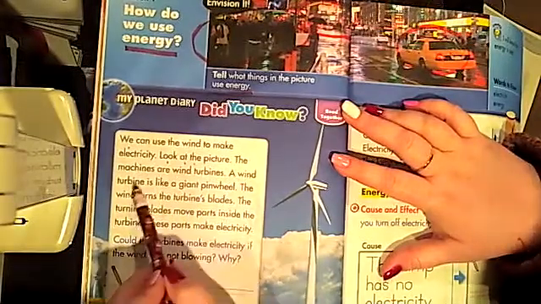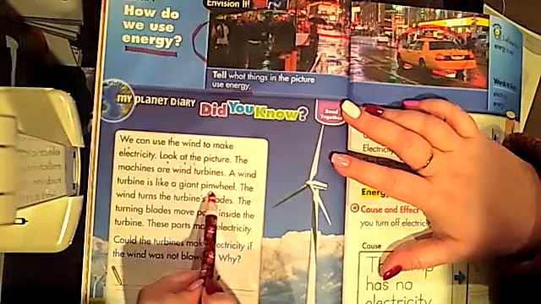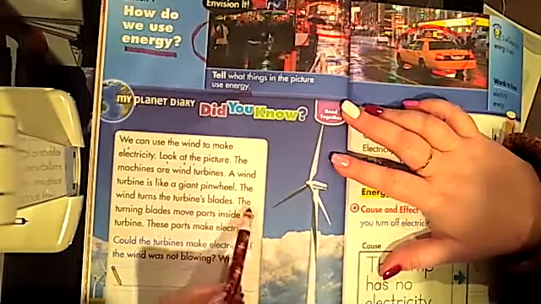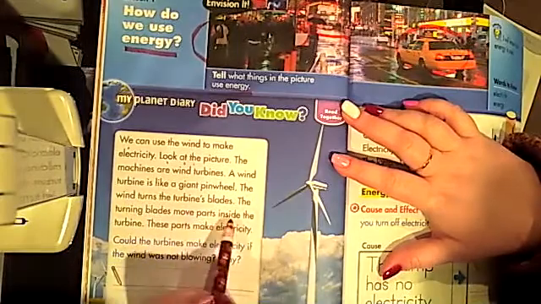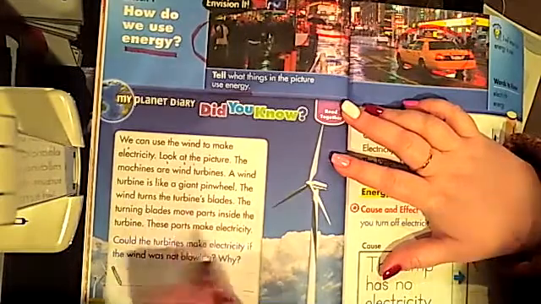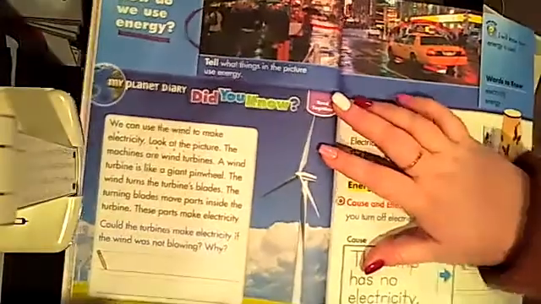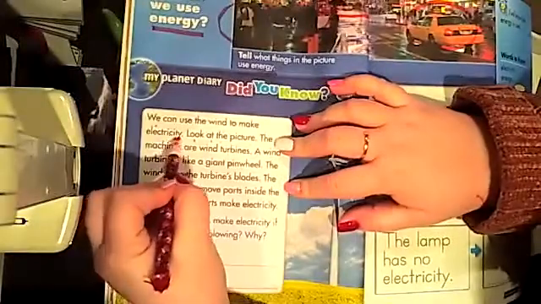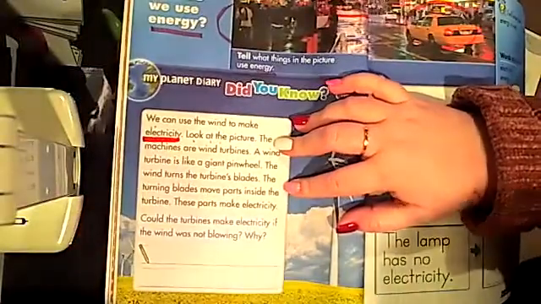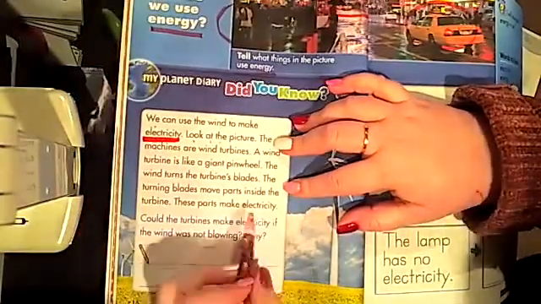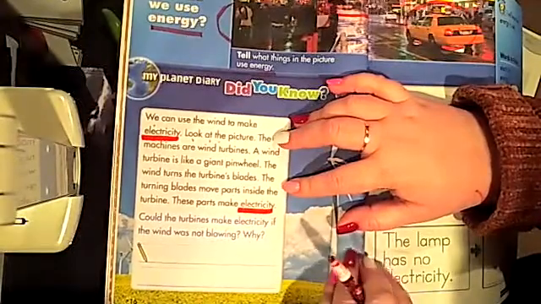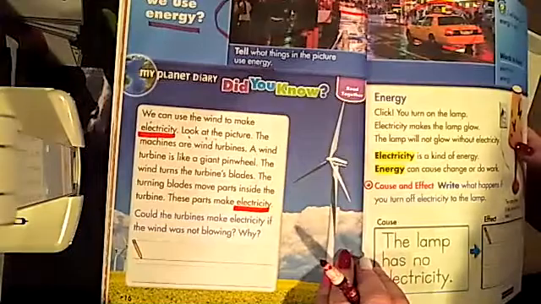A wind turbine is like a giant pinwheel. The wind turns the turbine's blades. The turning blades move parts inside the turbine. These parts make electricity. Well, here's what I noticed right away. I see some of our important words. I see electricity. I'm going to underline with my pencil. I see electricity again. I'm going to underline that with my pencil.